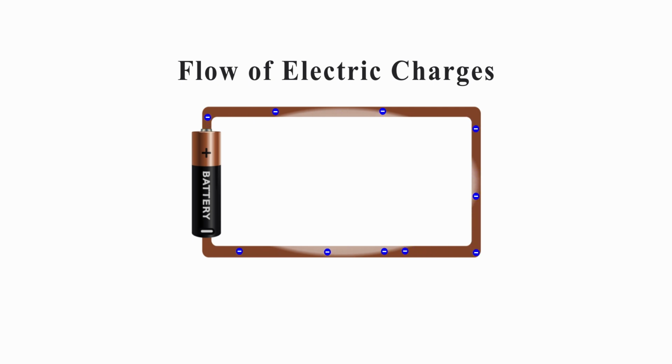Thus, flow of electrons is also termed as flow of electric charges, since electrons are carrying electric charges. So we can conclude electric charges in motion is termed as electricity.